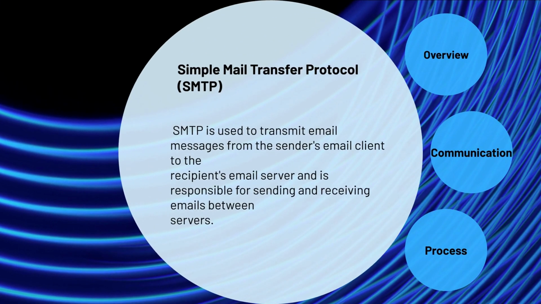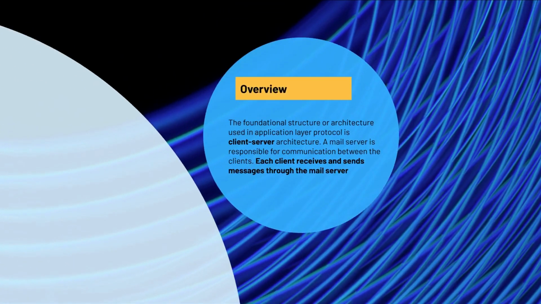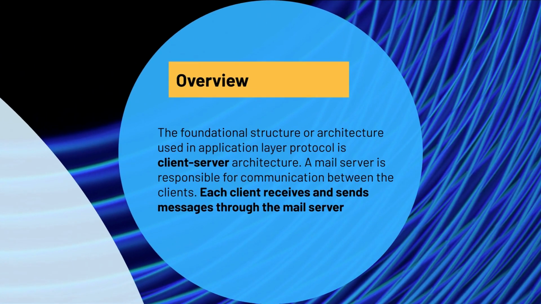Now the first thing that we were supposed to do was to research on SMTP, which is used to transmit email messages from the sender's email client to the recipient's email server and is responsible for sending and receiving emails between servers. The foundational structure or architecture used in application layer protocol is client-server architecture. A mail server is responsible for communication between the clients. Each client receives and sends messages through that email server.